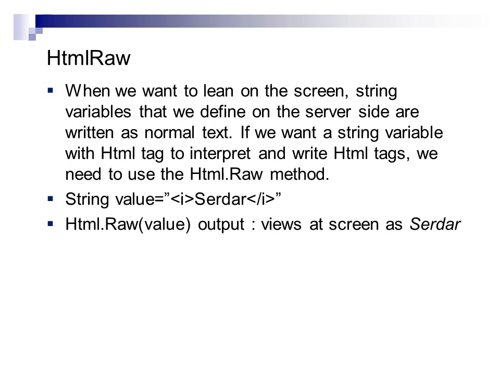Html.Raw, when we want to display on the screen, string variables that we define on the server side are written as normal text. If you want a string variable with HTML tags to be interpreted and write HTML tags, we need to use the Html.Raw method.